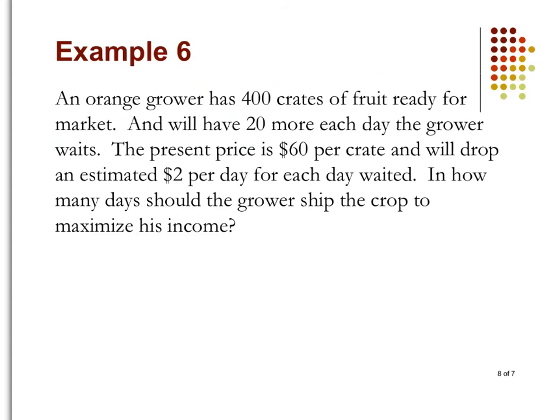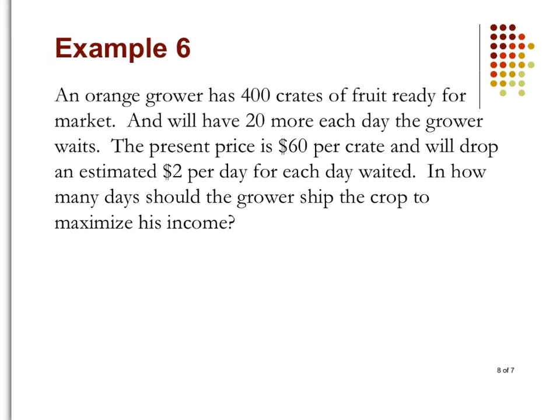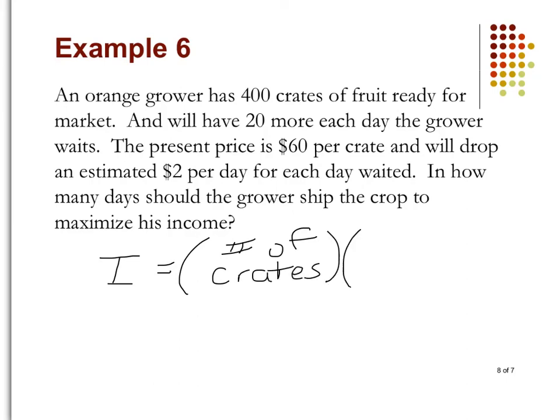An orange grower has 400 crates of fruit ready for market, and will have 20 more each day the grower waits. The present price is $60 per crate and will drop an estimated $2 per day for each day waited. In how many days should the grower ship the crop to maximize his income? So you're trying to find income, and income is going to be the number of crates times the price per crate.